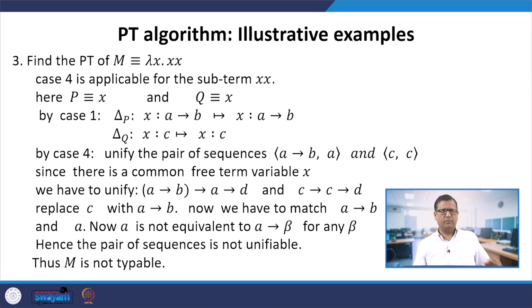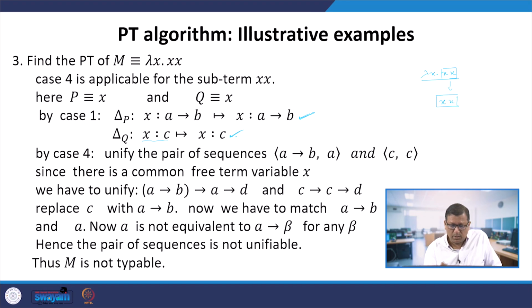Now we take the third example. Now the principal type of M is lambda x dot xx. Now as before, it is the same thing, lambda x dot x, this is case 2, and now this is the subterm, this will be case 4. So this part we have to work on, this is an application. So here P is x and Q is also x. So the principal deduction of P will be as before A arrow B, and this will be the principal. x has A arrow B, and in this context x will be of type A arrow B. And C in the context is x has type C. Now we have to unify these two.